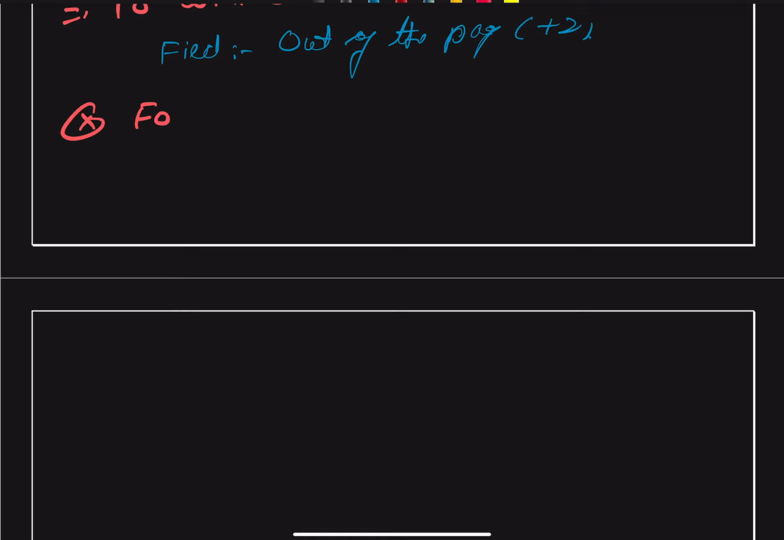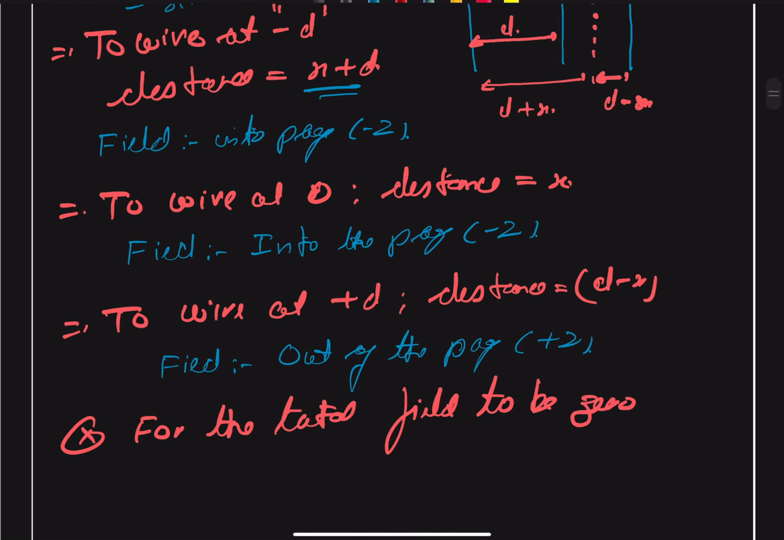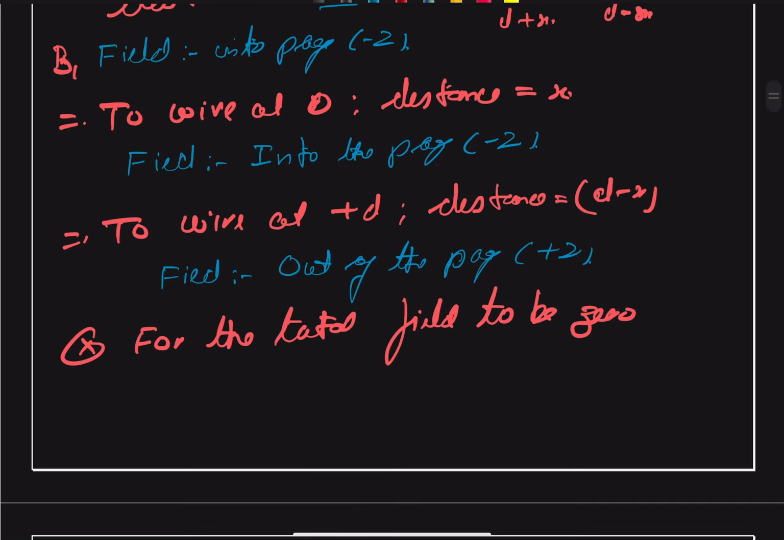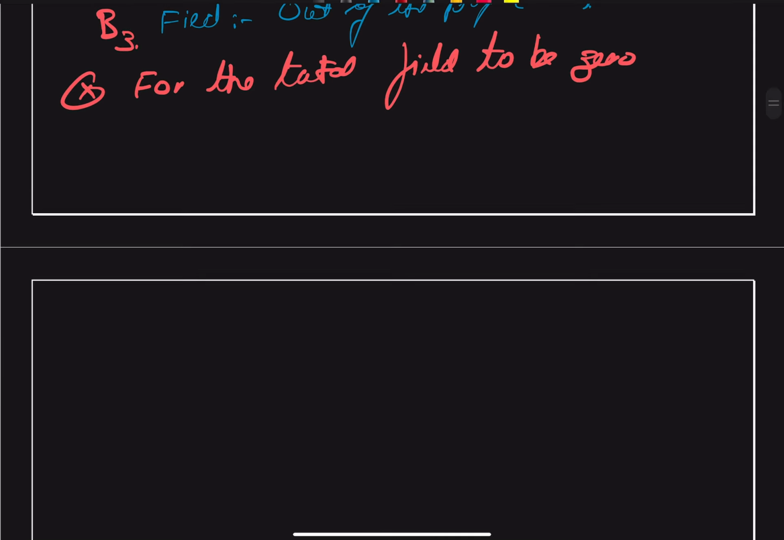For the total field to be 0, let us call this field B1, this B2, and finally our B3. We can say our B1 plus B2 should be equal to B3.